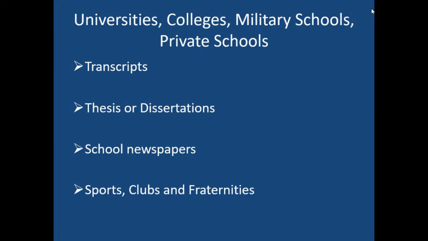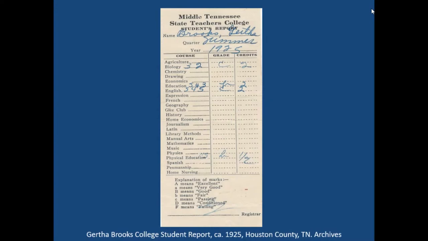This is a wonderful document, Gertha Brooks' College Student Report. This is the Middle Tennessee State Teachers College. Right now, that college is called Austin Peay State University. So it changed its name. So that's another thing to keep in mind. Many of our colleges started out as small colleges, or like this has always been a teaching college, but they had a different name. So you may have to do your research to figure out what's the history of that college. And then you might be able to find those records.